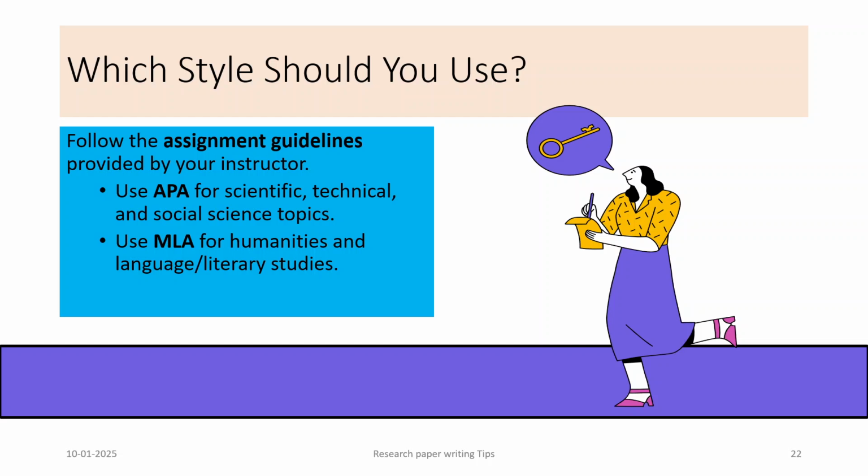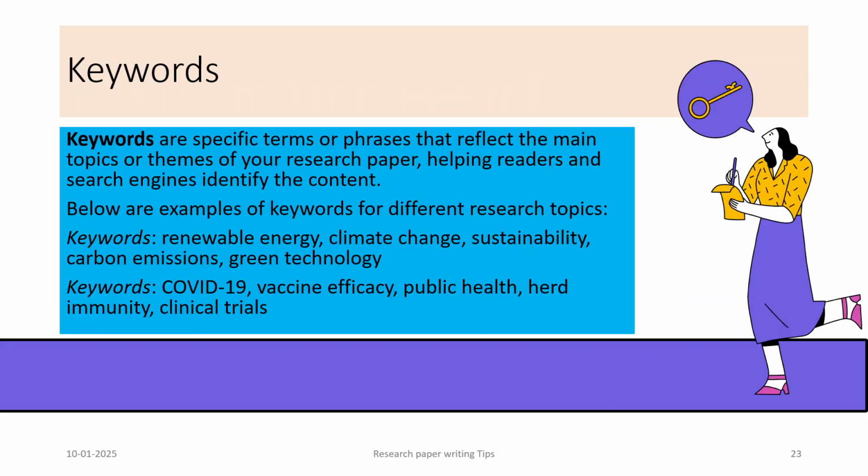Then the question comes, which style should we use? I told you that if you are going for a scientific or technical, you have to go for APA. If you are going for humanities and languages, literature studies, you can go for the MLA, right? So these are things you have to keep. Then what are the keywords and how many words you have to write, all the things.